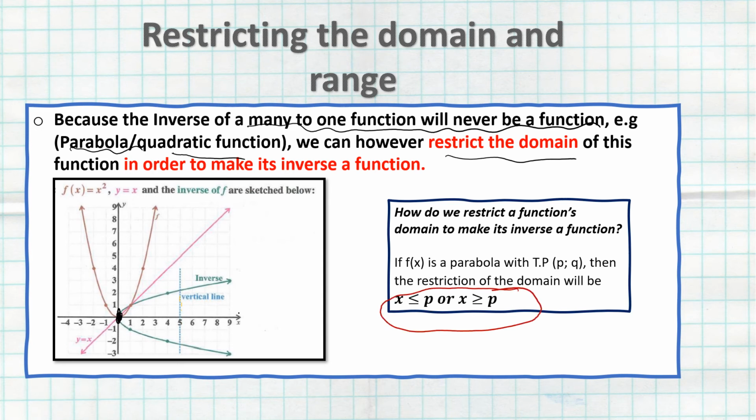You just check the turning point. You just say x must be less or equals to P. You are showing them I'm only taking one part, or you can say x must be greater or equals to P. You are showing them I'm also gonna take only one part, so that when we draw, only one part of that graph can appear so that it can be a function. Okay.